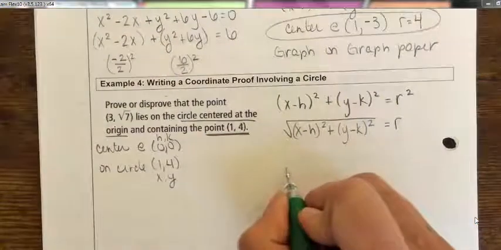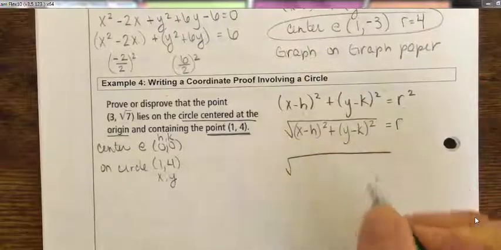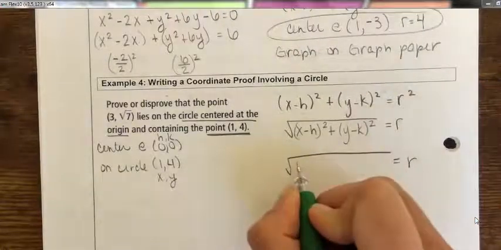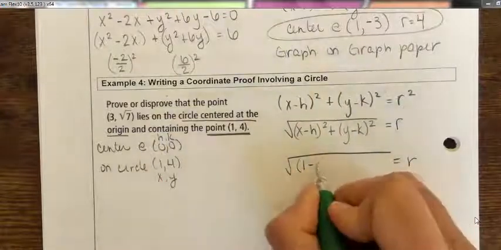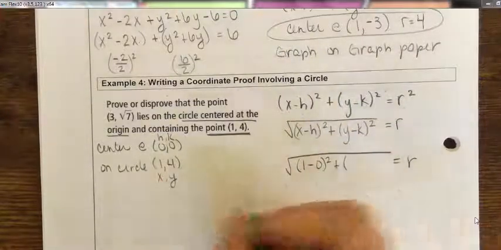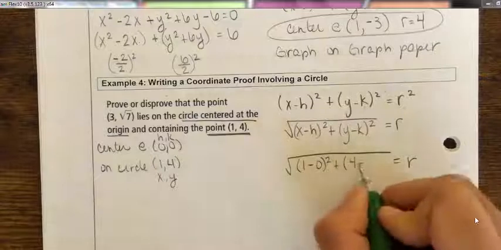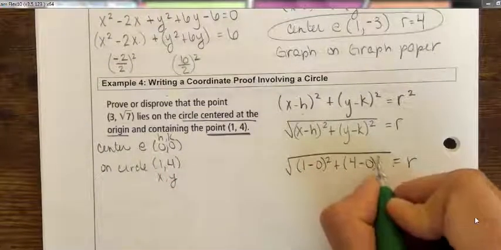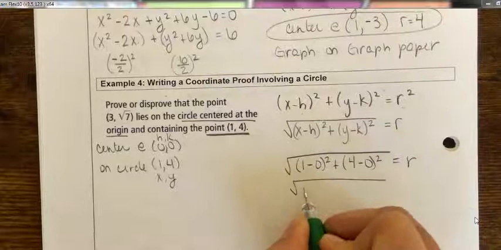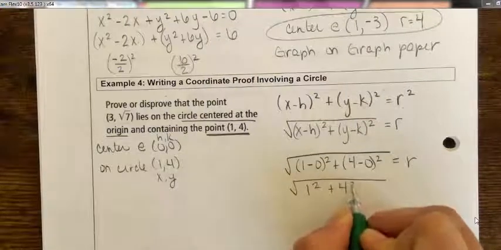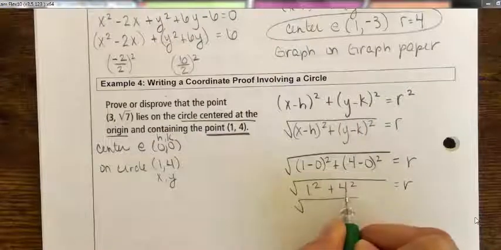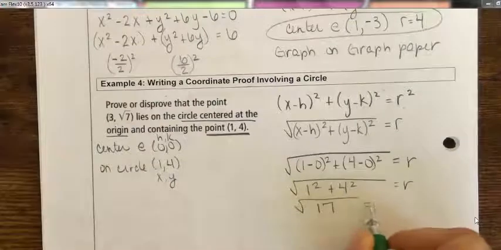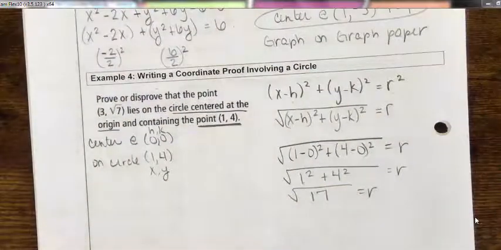All right, so to figure out our radius, we're going to say x, which is 1, minus my h, which is 0, squared, plus y, which is 4, minus my k, which is 0, and square that. So this is really 1 squared plus 4 squared, or the square root of 1 plus 16, which is 17. So the radius is actually the square root of 17.